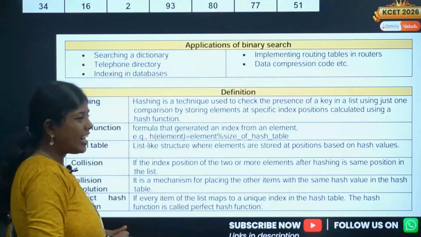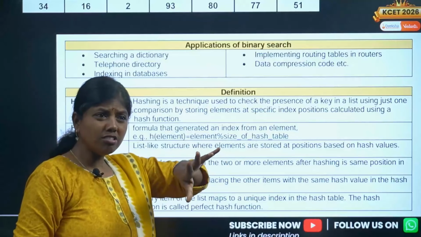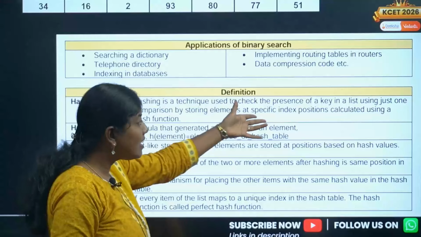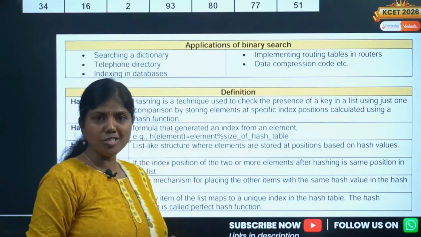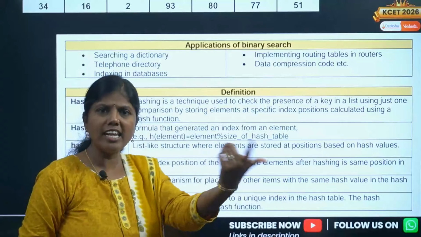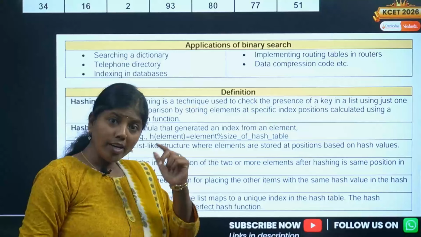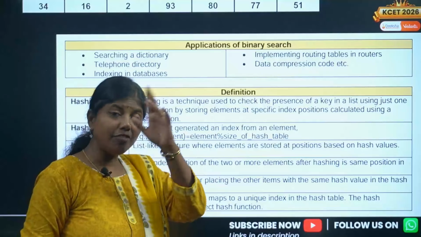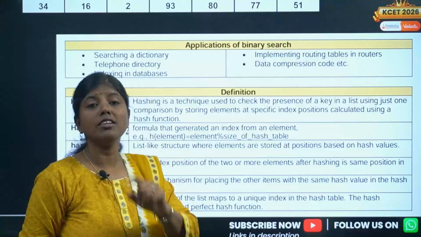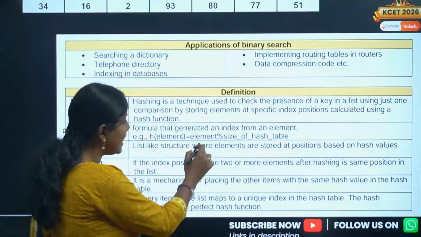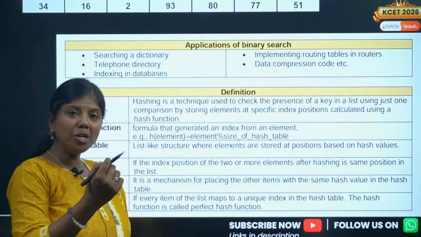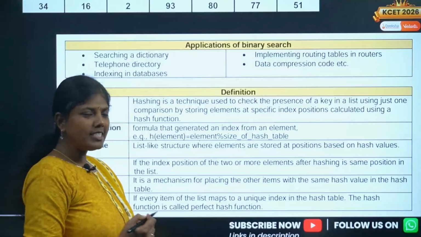So how do you find out the hash? Calculate the index position using a hash function. There should be some function which will calculate the index value. So what exactly does a hash function do, and how will it calculate? There are different methods. One simple method is the remainder method. How is it done? Element modulus size of hash table. Modulus gives you the remainder.